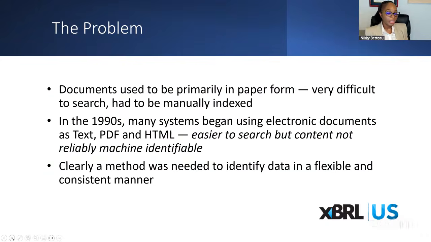Okay, so to understand XBRL, it helps to start with the problem it was created to solve. Historically, disclosures were primarily paper-based. That made them quite difficult to search or analyze and heavily dependent on manual review. Then in the 90s, reporting started to move into electronic formats, like text files, PDFs, HTML. That was definitely an improvement, where documents became easier to store and search, but the actual content itself still wasn't reliably machine readable or identifiable.